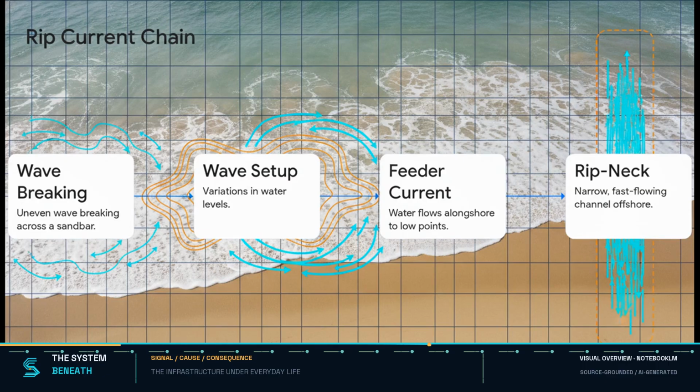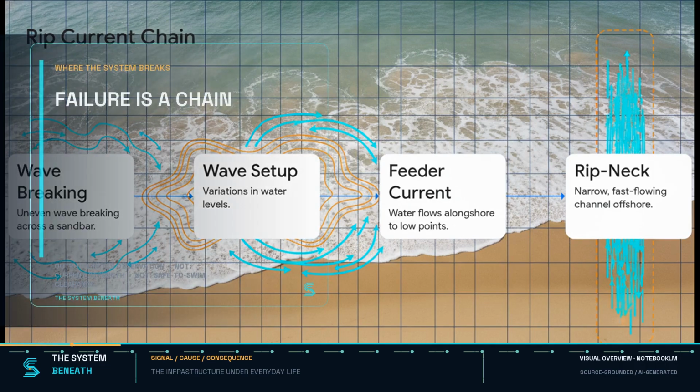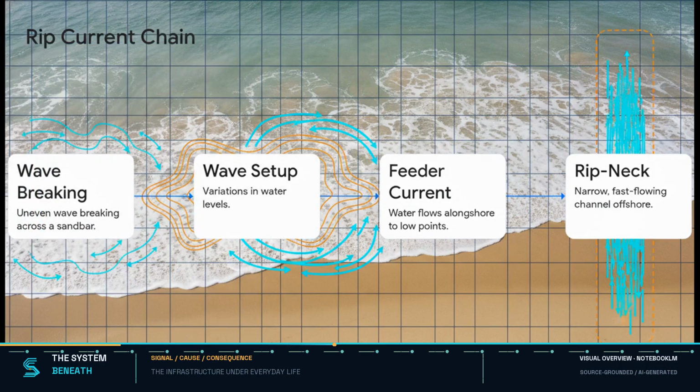Step 1, you have uneven wave breaking, which is usually caused by a gap in a shallow sandbar underneath the water. Step 2, this uneven breaking creates variations in what scientists call wave setup, which creates high and low water levels. Step 3, because water naturally wants to level itself out, feeder currents start flowing along the shore. They're effectively flowing downhill from the high water areas to the low water areas. And finally, step 4, all that excess water converges at the low point and shoots straight offshore in a tight, narrow channel known as the rip neck.